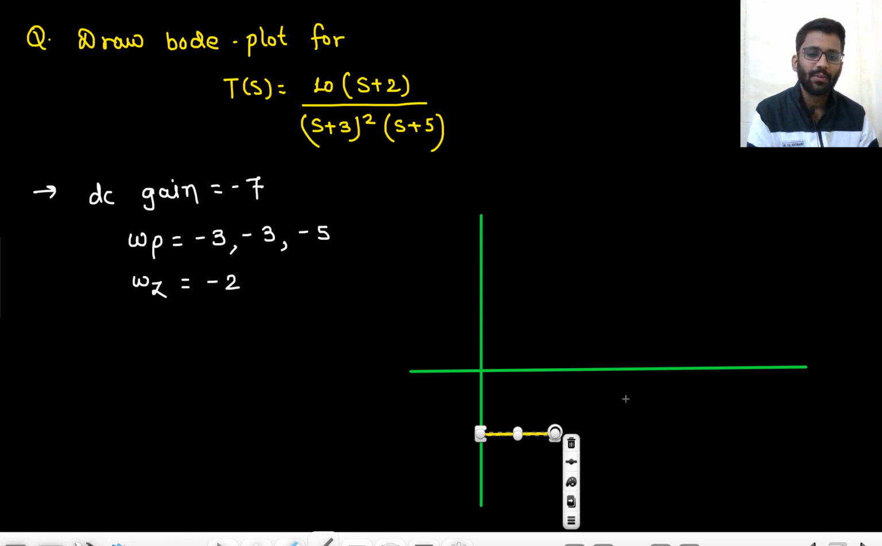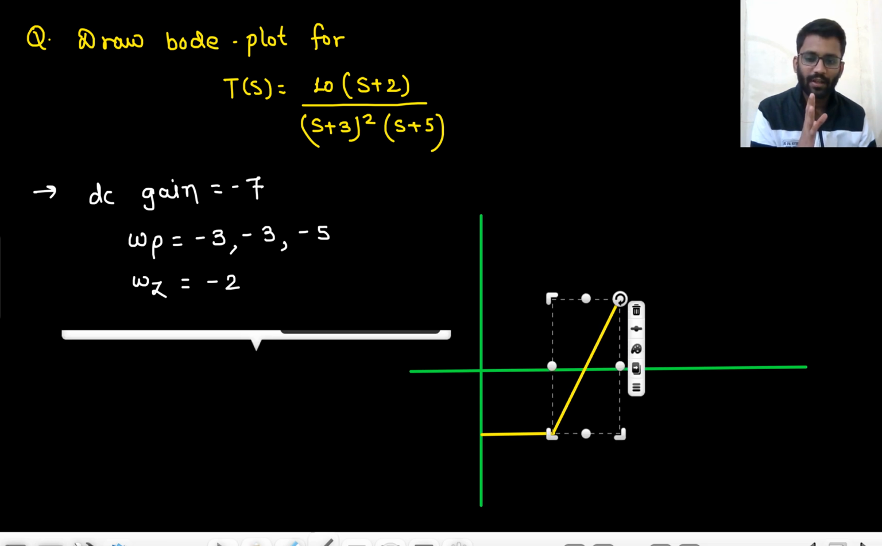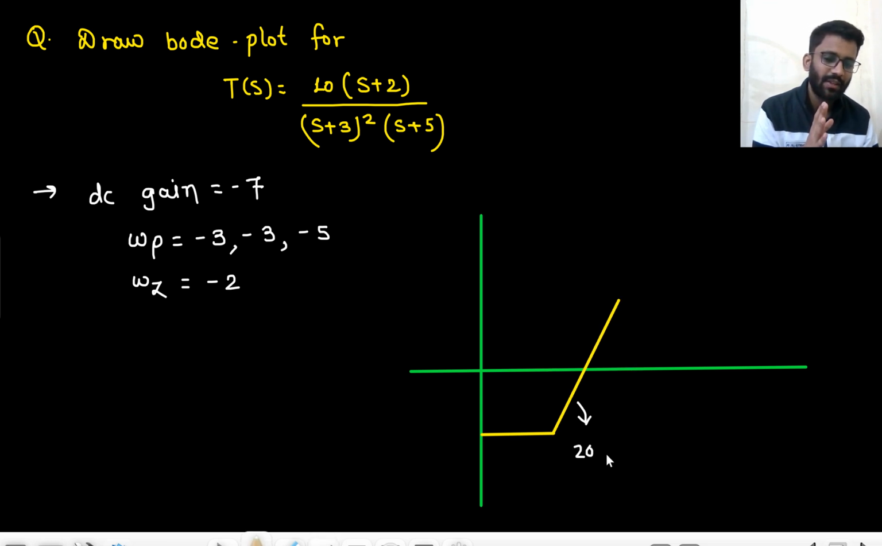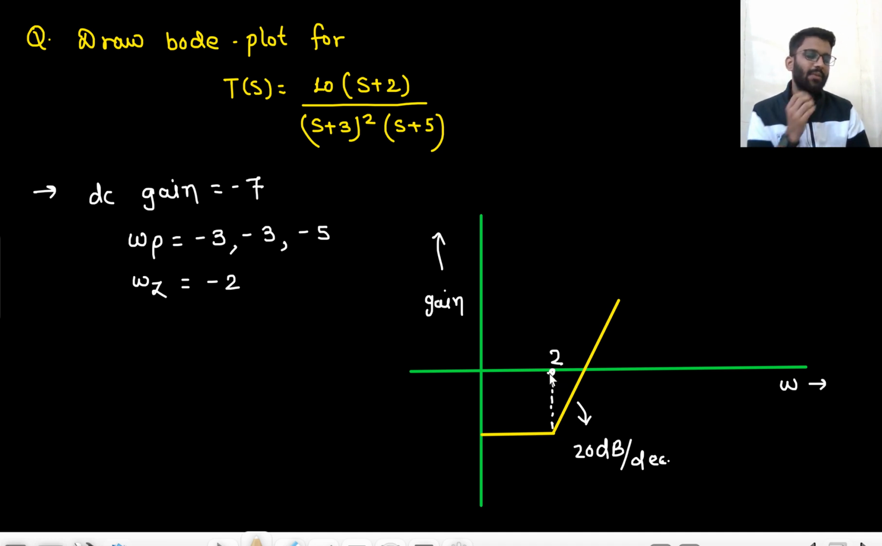Okay. Then what do you encounter first? You encounter a 0. That means now I don't care about what will be the value at omega goes to -2 or omega goes to -3. I don't care about it. I just need the shape. So what is the slope here now? That is plus 20 dB per decade, because I am encountering a 0 here. That is 2. This is the gain in dB, and this is the omega. So first I am encountering a 0. That means I am getting plus 20 dB per decade.